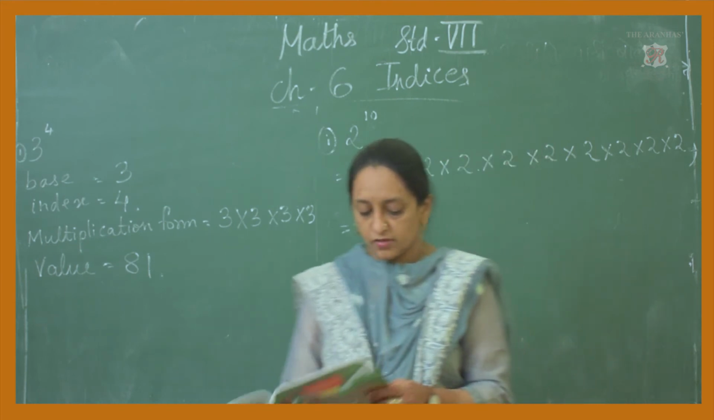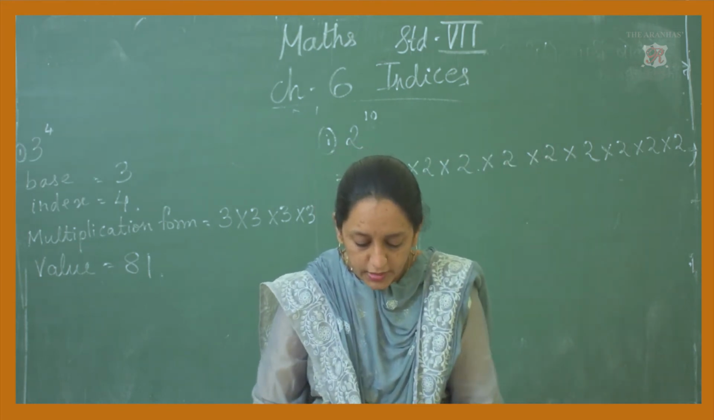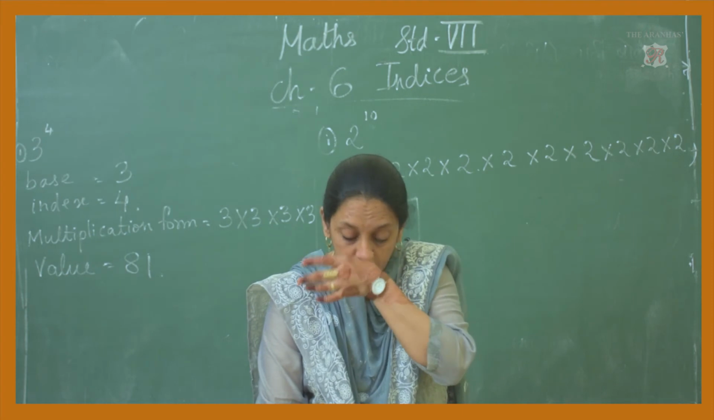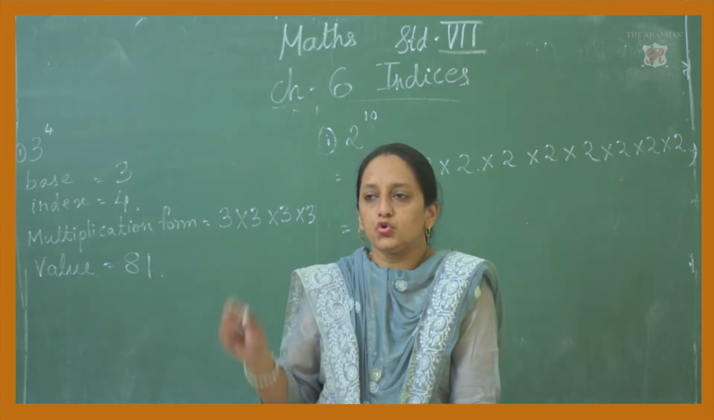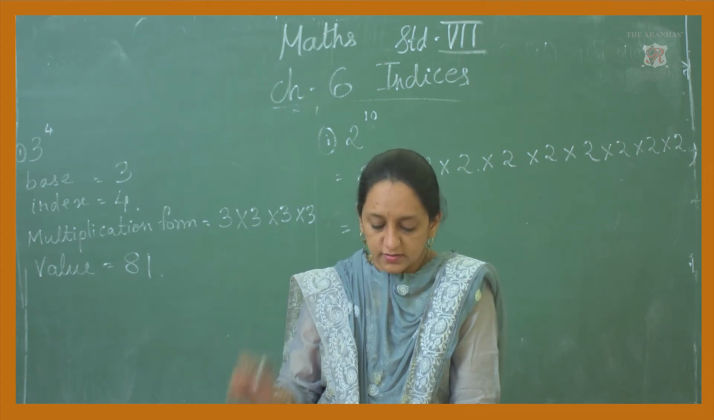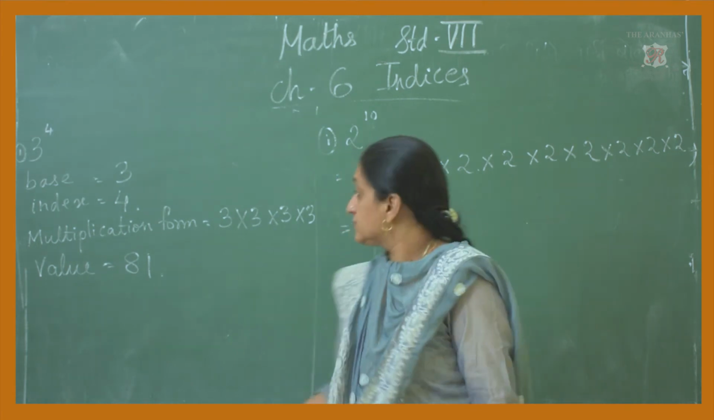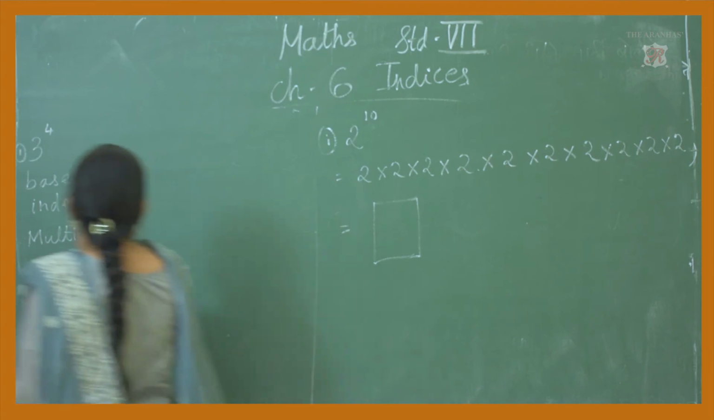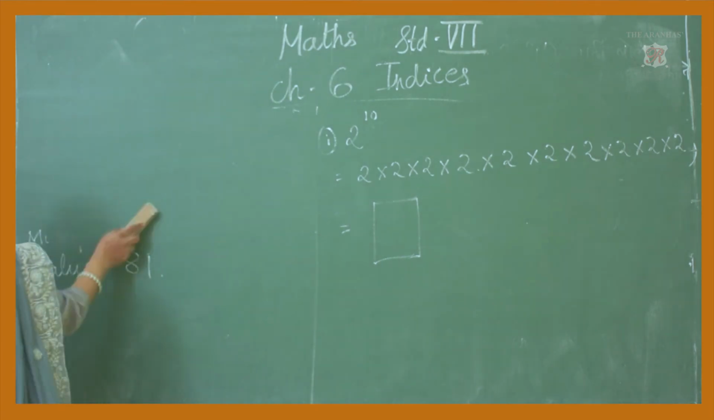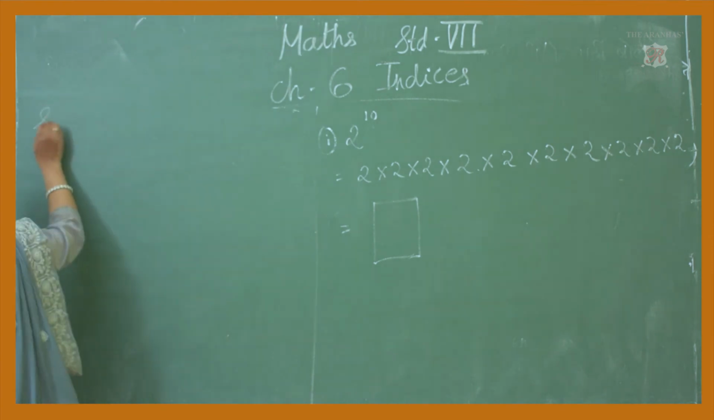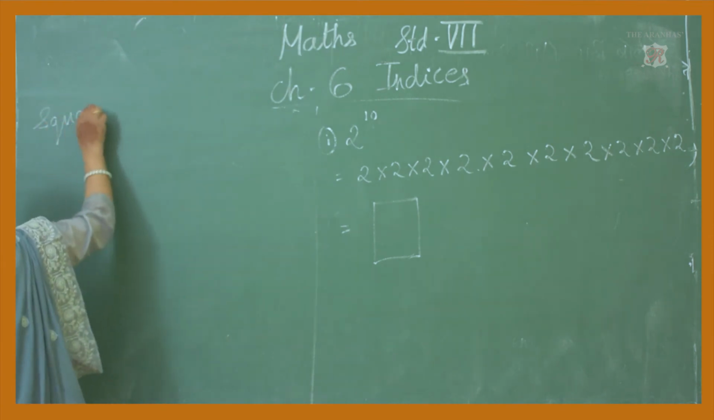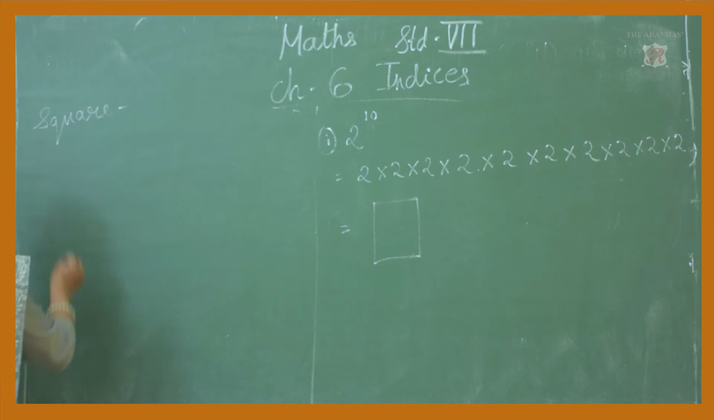Now the next topic they have given in the textbook is square and cube. Square means multiplying the same number 2 times. That is called the square. And cube means multiplying the same number 3 times. That is called the cube. Be very clear students. Now see what is the square of a number?